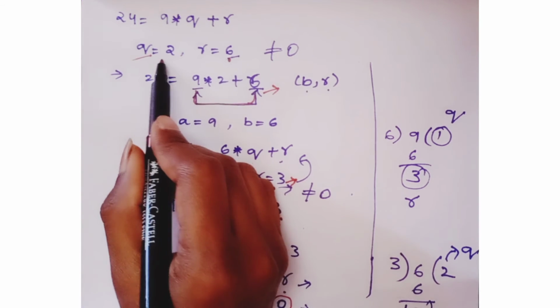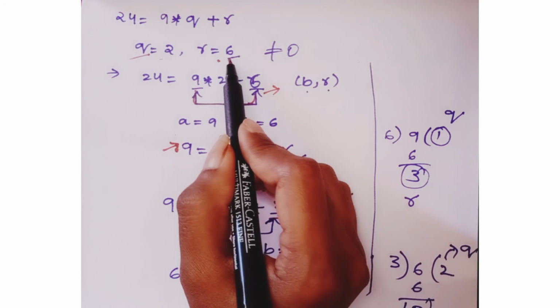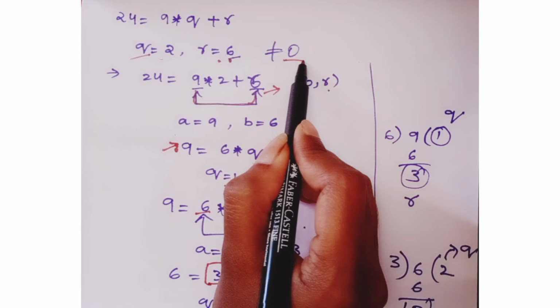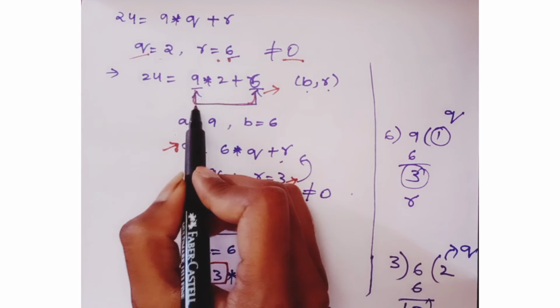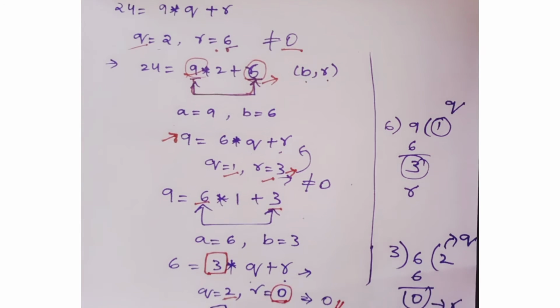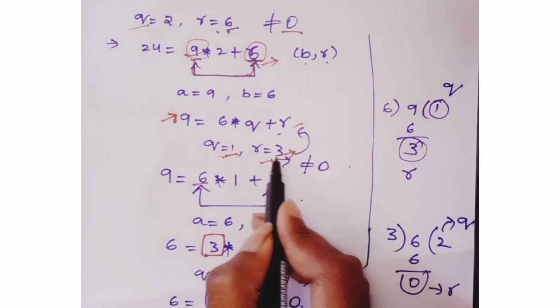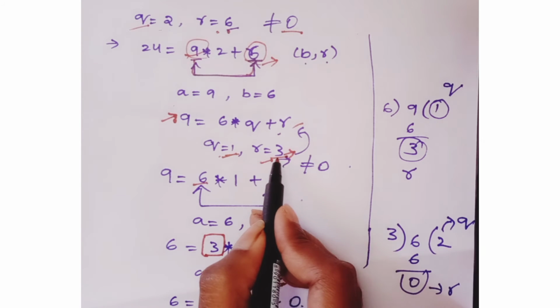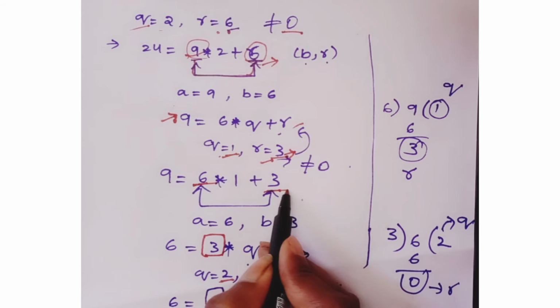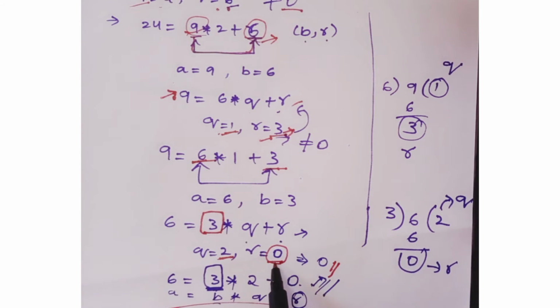Now after getting q and r values, we need to check the value of r. Here r is 6, which is not equal to 0. So we need to repeat the process again for 9 and 6. When I substitute in the division algorithm, I get the values of q and r as 1 and 3. Here 3 is not equal to 0. So we need to repeat the process again for 6 and 3. When I repeat the process, I get q value as 2 and r value as 0.